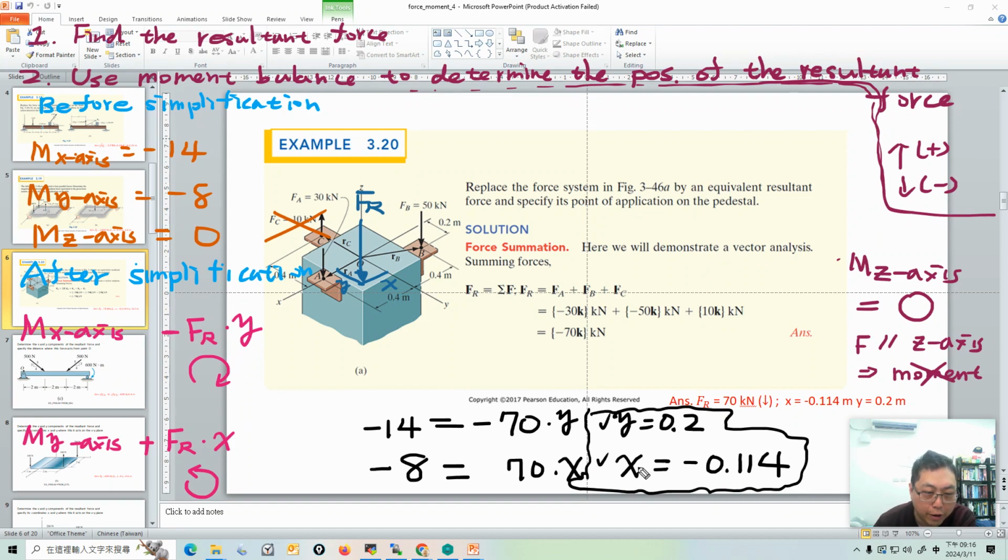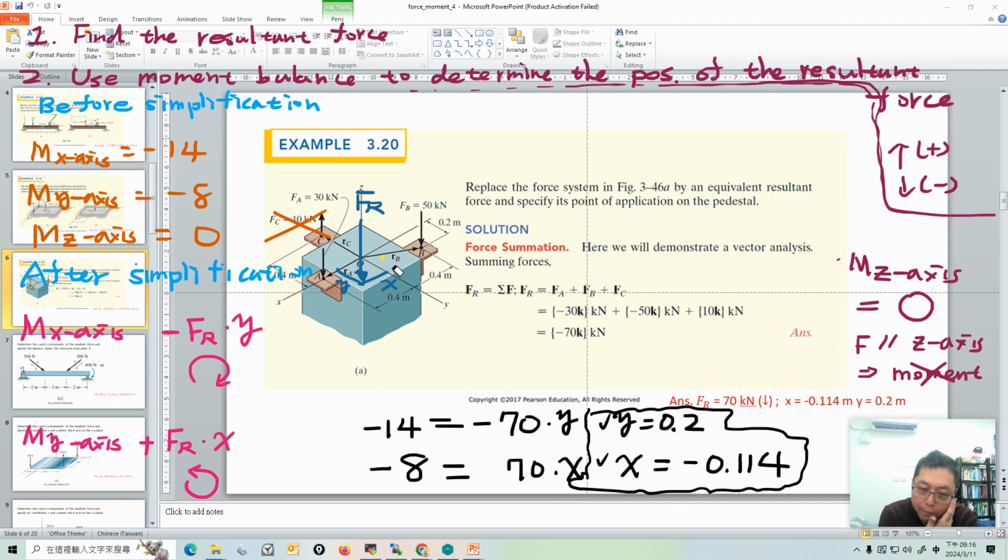We find x is negative and y is positive, so it looks like the position is here, the yellow dot. Since x is negative and y is positive, that's the position of where the resultant force acts.